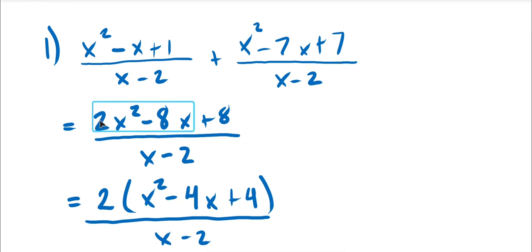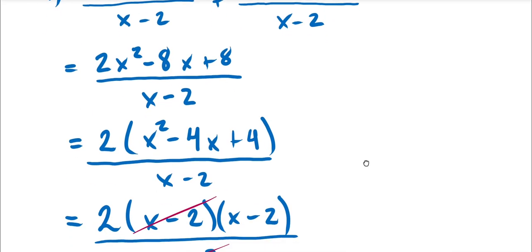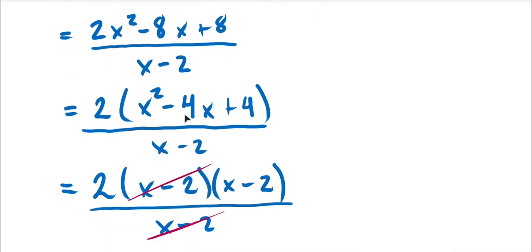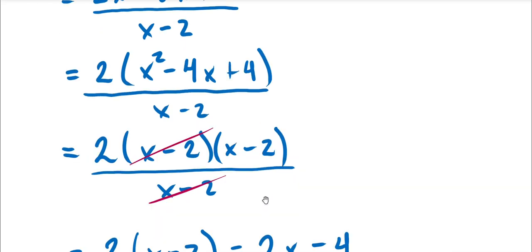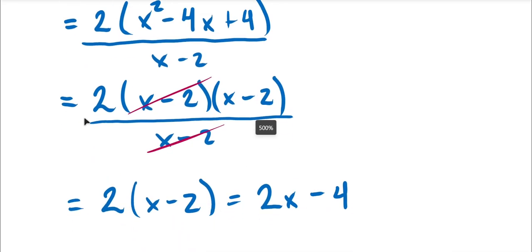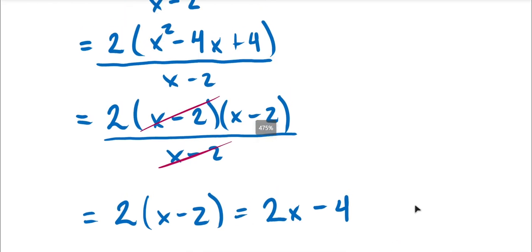Each of these has a common factor of 2. We should always try factoring out the greatest common factor first. And taking that out, we then have x squared minus 4x plus 4. This factors as the square of (x minus 2). And so x minus 2 is going to cancel from the top and bottom, and we're just going to be left with 2 times (x minus 2). That you could distribute is just 2x minus 4, and that's where it's going to be done.